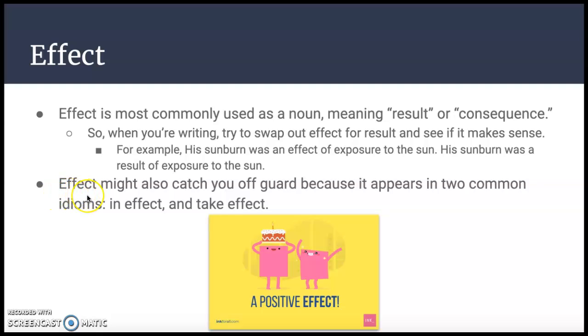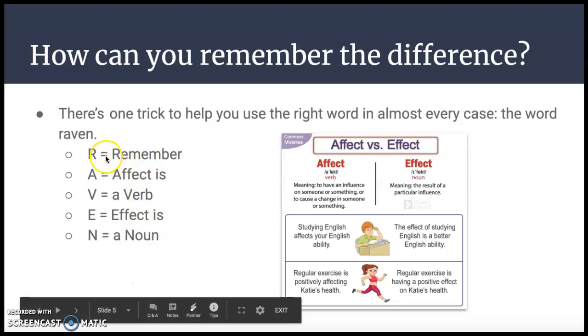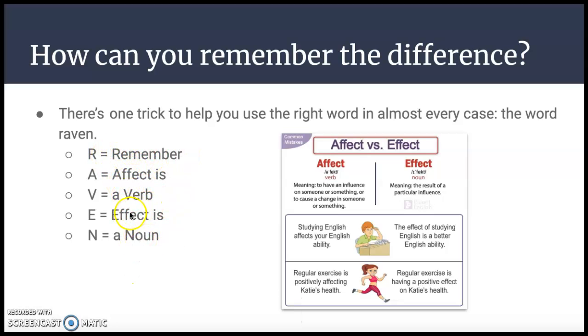Effect, again with an E, might also catch you off guard because it appears in two common idioms, in effect and take effect. So that can make it a little bit confusing. So here's a good way to remember the differences between affect and effect. The word RAVEN, so R-A-V-E-N. Remember, affect is a verb, effect is a noun. So that's just a good way to remember. So remember, affect is a verb, effect is a noun.